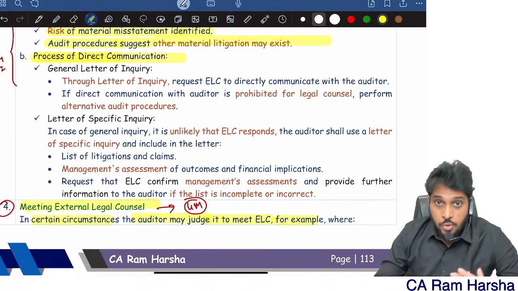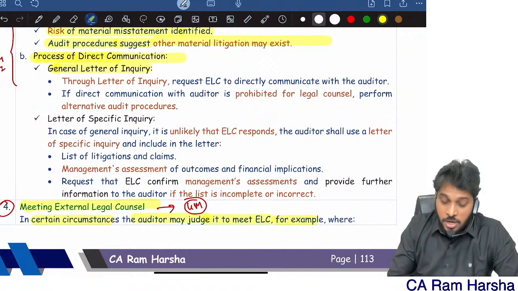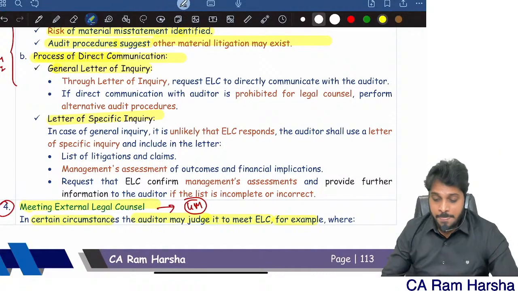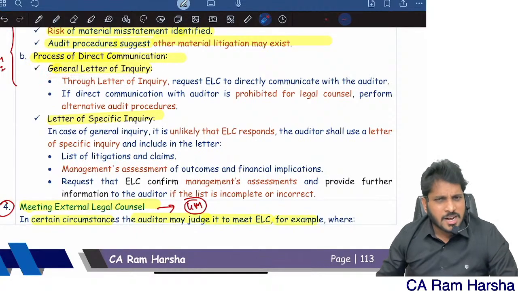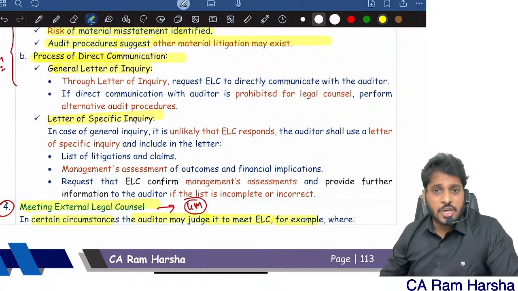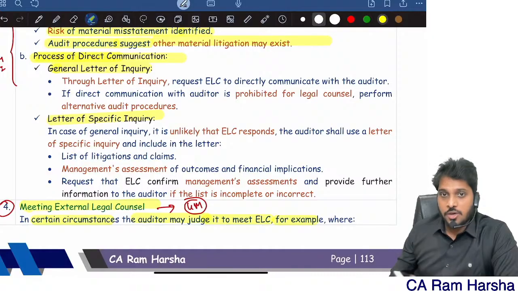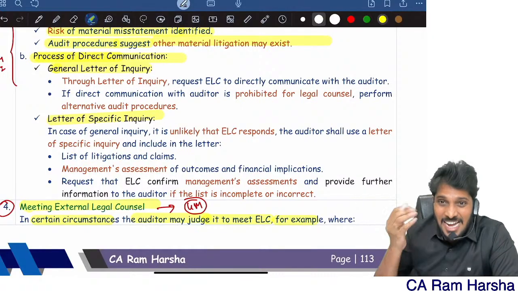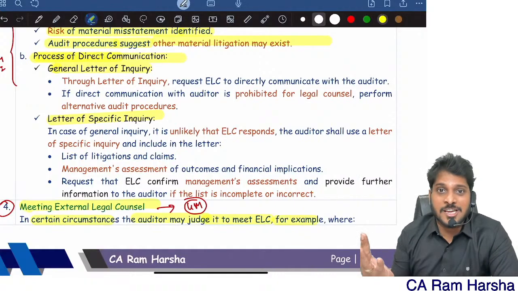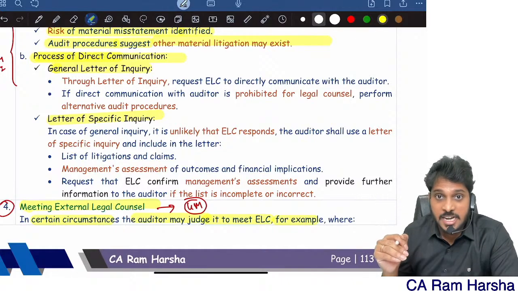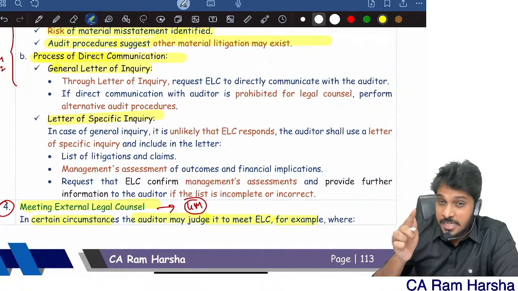Now, suppose you want to do communication. How can you do communication? Through a general letter of inquiry or through a specific letter of inquiry. What is a general letter of inquiry? Very simple. I will draft a mail like this: Sir, we are the auditor of so and so company. We understood that you are the lawyer of the company. Kindly let me know what all the cases are that you are dealing with for the company and give a list of it. I am not mentioning which case he is dealing with, case names and all. I simply mention I'm the auditor of the company, please give me the list of cases that you're dealing with. That's a general letter of inquiry.